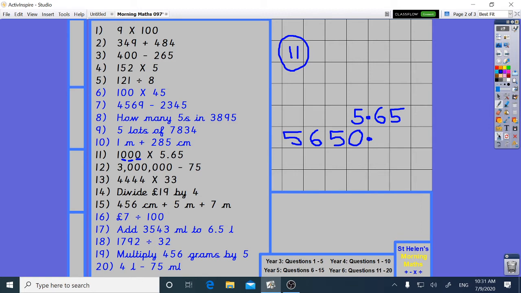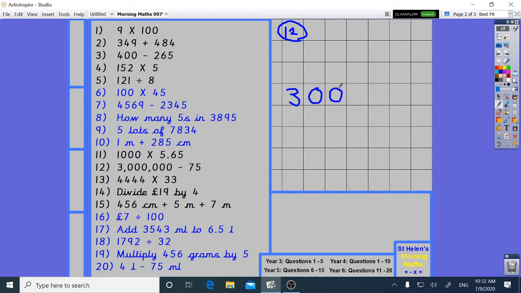5,650. I call that the moving method. Question 12. This is a bit of a crazy question. 3 million take away just 75. This is going to require a lot of borrowing. I'm trying to do it in my head while I write this down. I think it's going to be 2,999,925, I think, but I'm going to check it using column method.